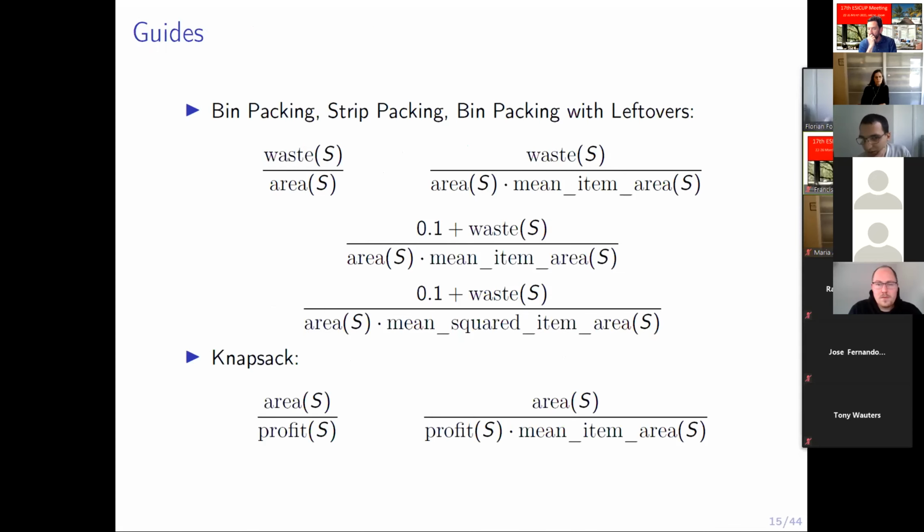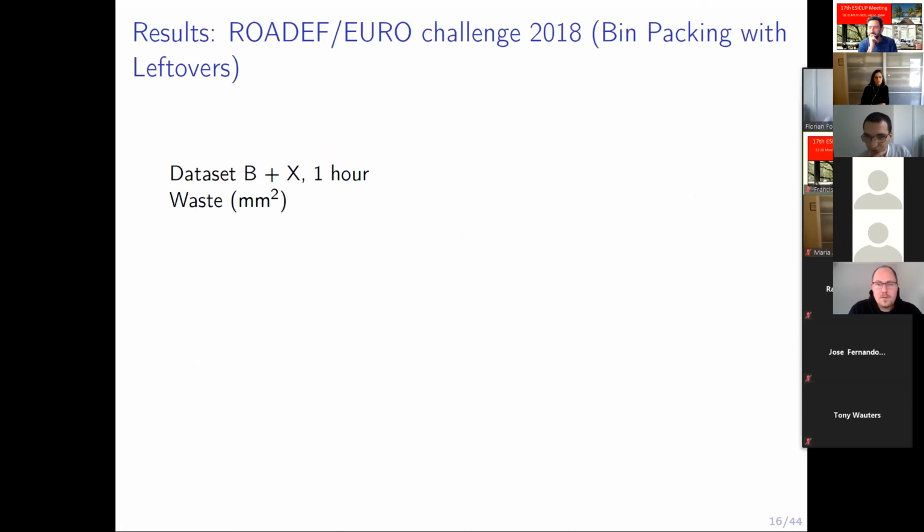For the guide, the main idea is to use the weight over the area. And for knapsack, it will be the area over the profit. And we have then some variations. For example, when we divide by the mean item area, then it will favor adding the larger items first. So now we have defined the branching scheme, the dominance rule, and the guide. So we have our whole algorithm, and we can now look at the results.